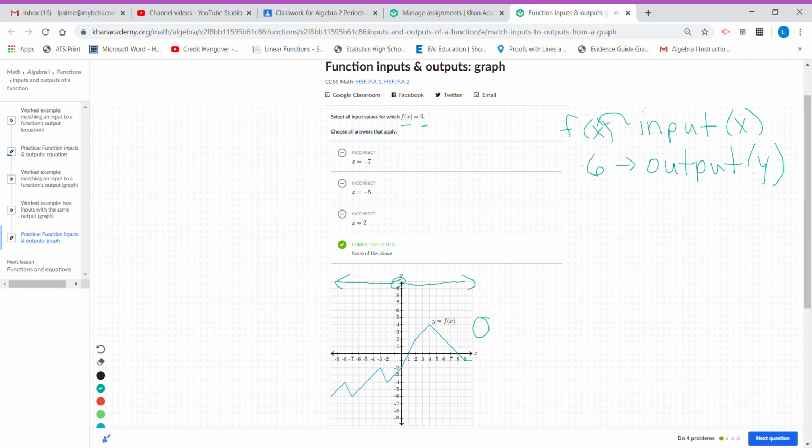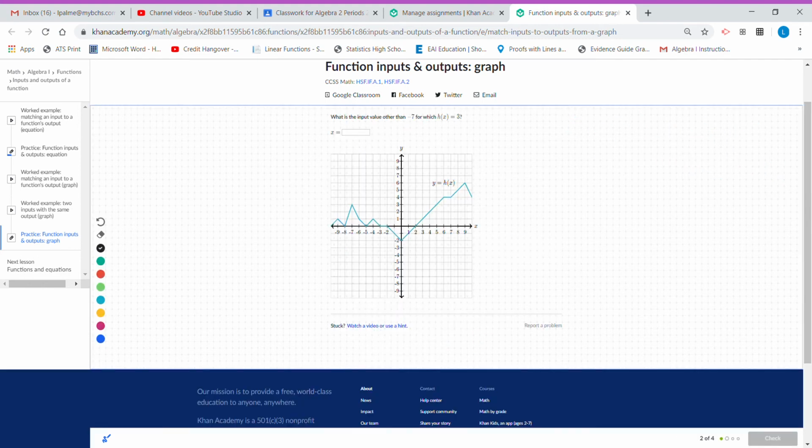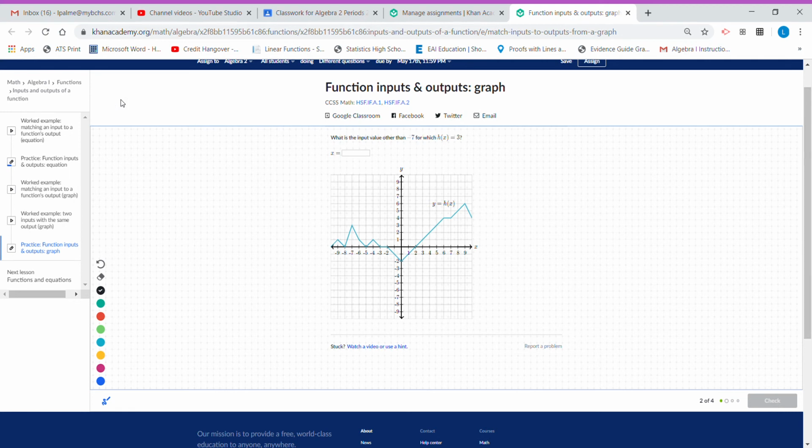Well, let's just do another question. All right, now here, what is the input value other than -7 for which h of x equals 3? Remember, 3 is our output. So we have our output of 3, which is right here. Now if we go to the left, we hit that -7. We don't want -7. We want other than -7. So we can't put -7 in for x.